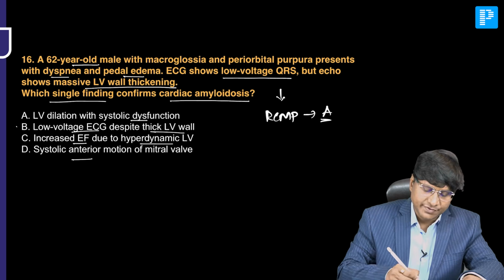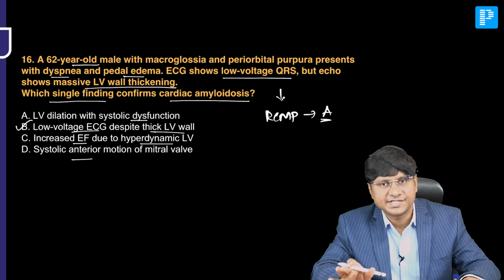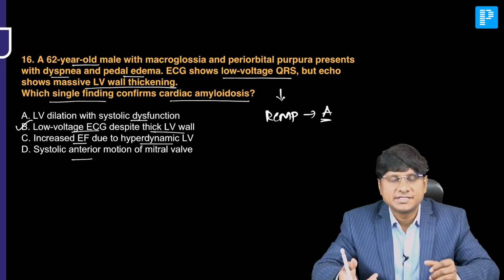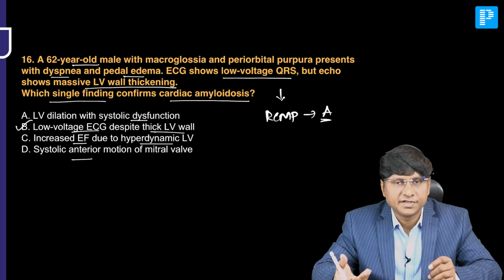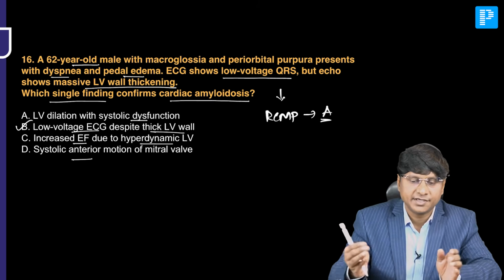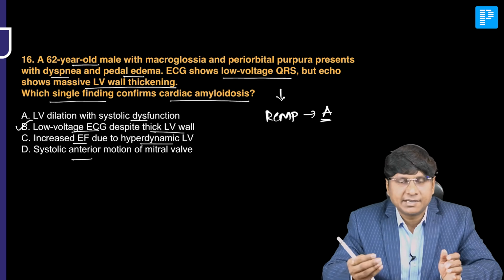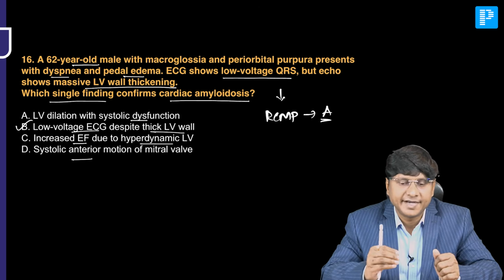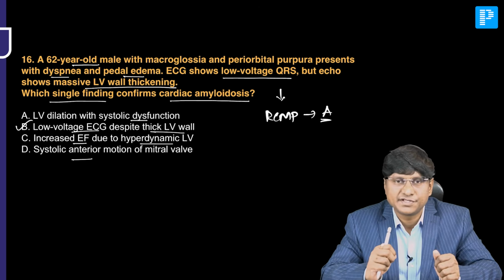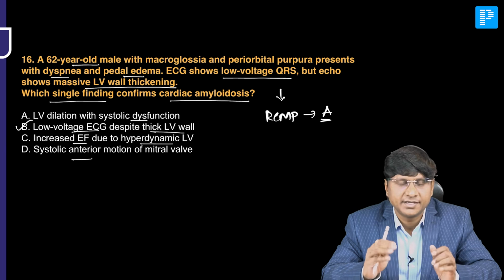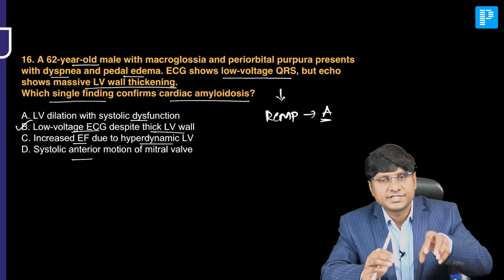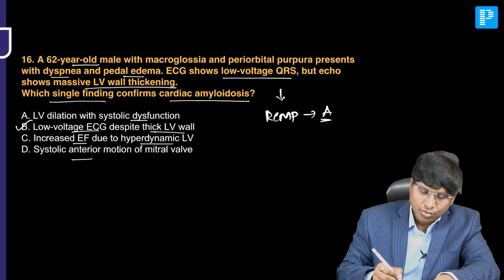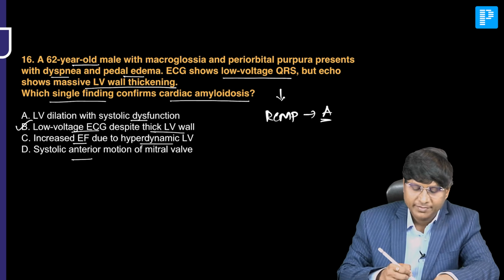So, the answer in this question is the low voltage ECG, in spite of the thick LV wall. Why do you have low voltage complexes in amyloidosis or restrictive cardiomyopathy? The infiltrative material like amyloid will be surrounding the cardiac myocytes. The electrical activity from the cardiac myocytes is not transmitted to the surface of the chest because of the infiltrative abnormality. That is the reason the electrodes cannot pick up the electrical activity, thereby you will have low voltage complexes, despite the LV wall being thick.